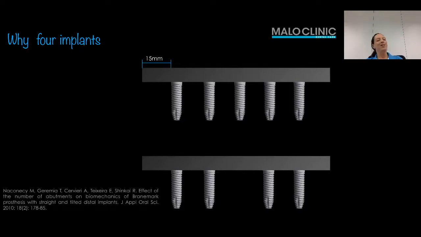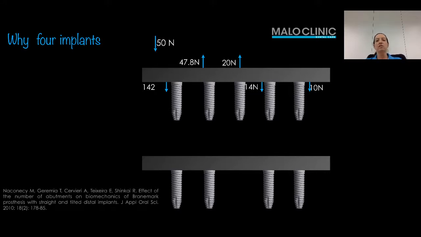Now another question is, why do we use four implants? We're not the first ones to use four implants. Brånemark himself was already using four implants, but at the time he was not immediately loading them. But this study from Nakanishi is very interesting because we can see, with the use of 5 or 4 implants, when forces are produced on the cantilever, how the force behaves in the other implants.